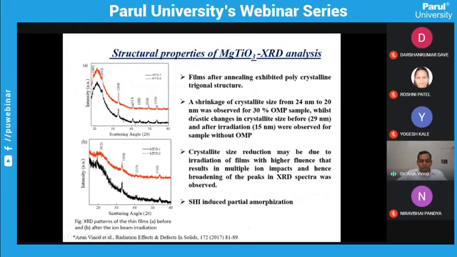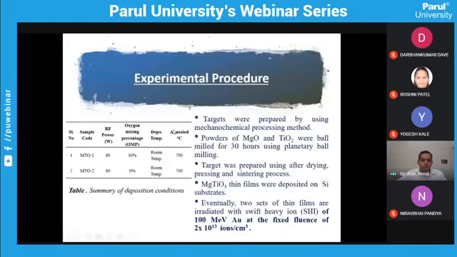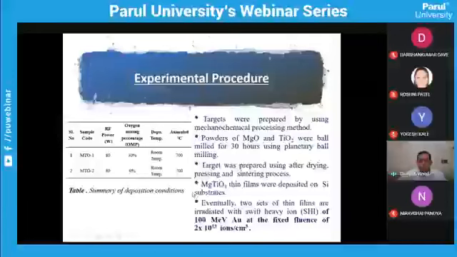So what we did here is we deposited the films with different oxygen mixing percentages. Then we annealed the films, and these annealed films gave very good crystalline nature. And with this crystallinity, we irradiated the films with 100 MeV gold ions at the fixed fluence.